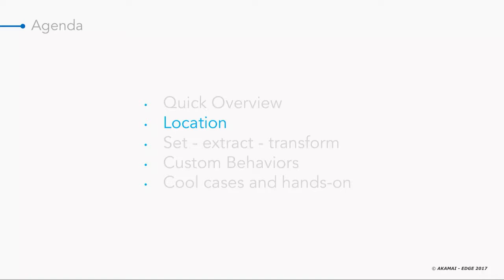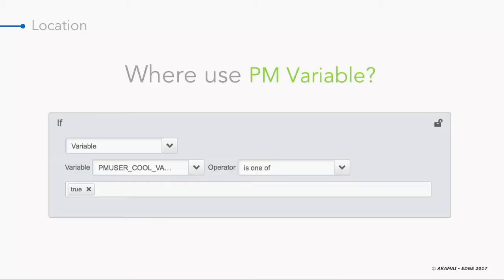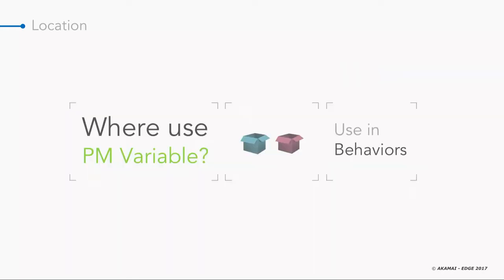So location, where can you use PM variables? You can use them in matches. Those are conditionals. And in this example, we are seeing a match. In this case, you'll see that we have a PM variable, and we are matching the content of that variable, in this case, the string true, so that the behaviors within that match are going to be executed.